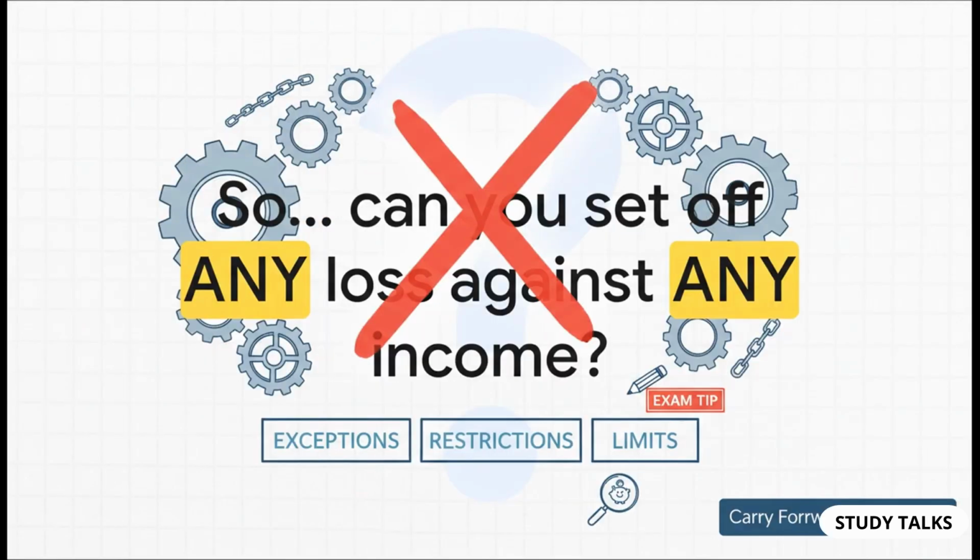So, the crucial point is, the answer to 'can you set off any loss against any income' is a huge, resounding no. Real mastery in this topic doesn't come from knowing the general rule. It comes from knowing the exceptions, the restrictions, and the limits. That's where all the marks are hidden.